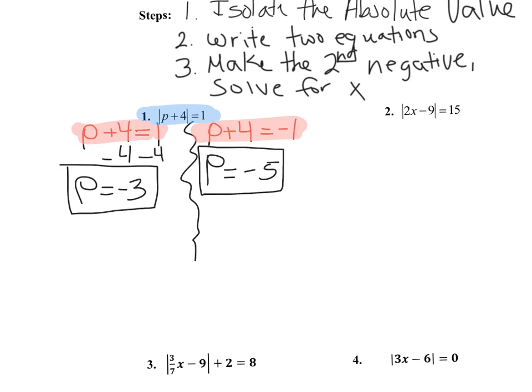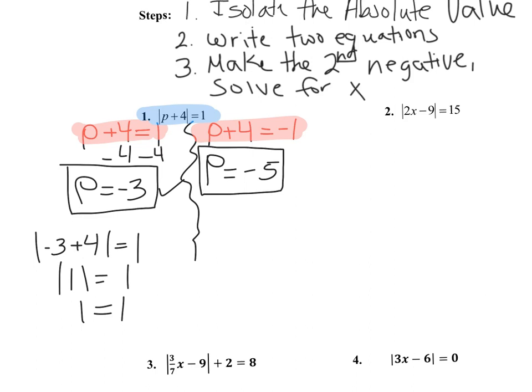So here we go. For the first one we found, we have the absolute value of -3 plus 4 is equal to 1. We solve for that, and that gives me absolute value of 1 is equal to 1, and it does check out. So this one's good to go.